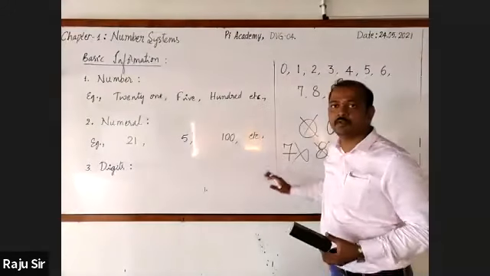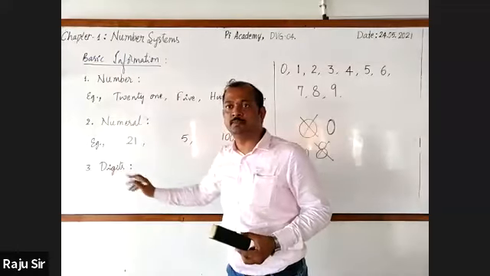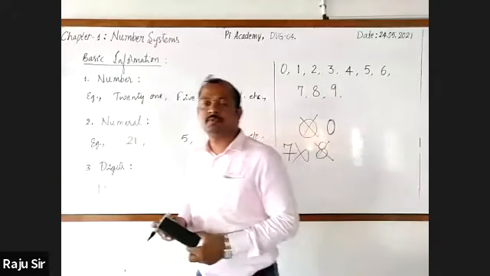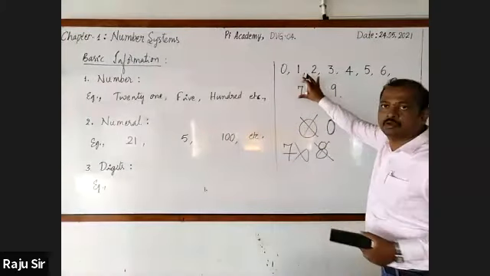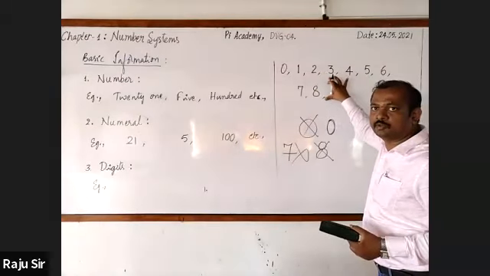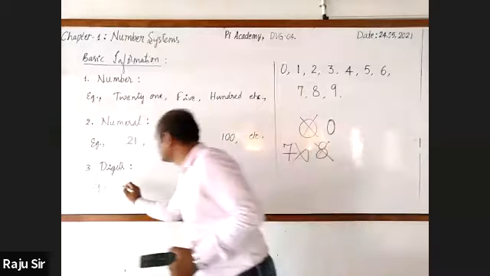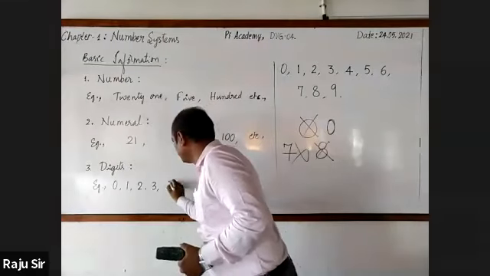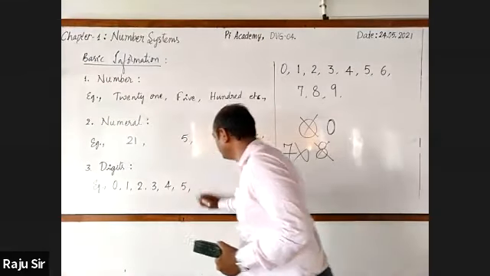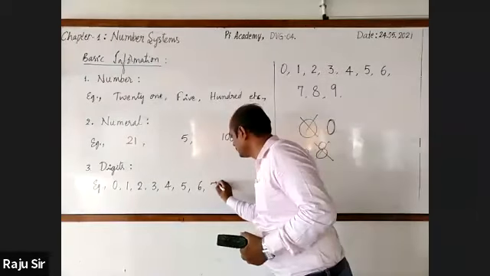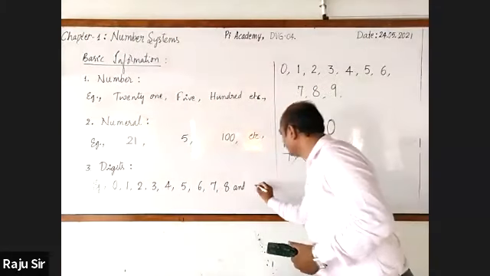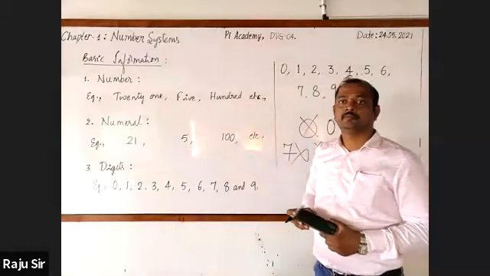Okay. Dear students, now you will write the examples for digits with me. Example: write all the digits from 0 to 9. However I have taught, please do follow the same. 0, 1, 2, 3, 4, 5, 6, 7, 8, and 9. Written.